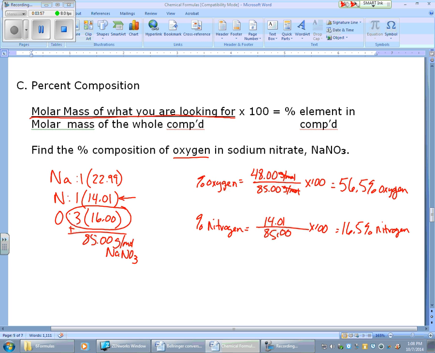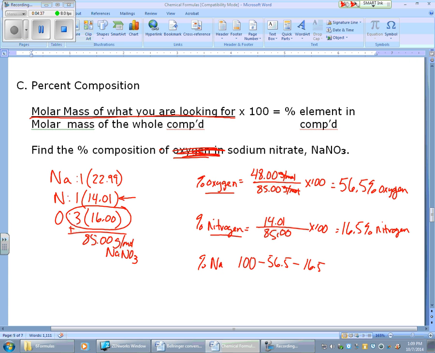Now, oftentimes in the question, it will just read, what is the percent composition of sodium nitrate? When it says something like that, that means they want every single element. So you would go through, find the percent oxygen, you would go through, find the percent nitrogen, and then you would need to find the percent sodium. And you could do that in the exact same manner, or since it's the last element there and it makes up the whole thing, you could say 100 minus 56.5 minus 16.5, and that will give us our percent sodium.